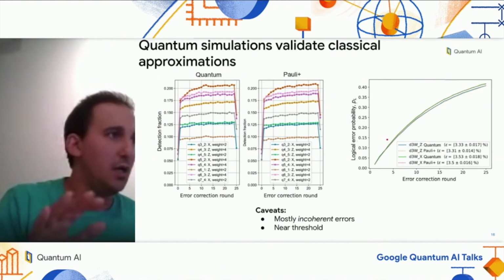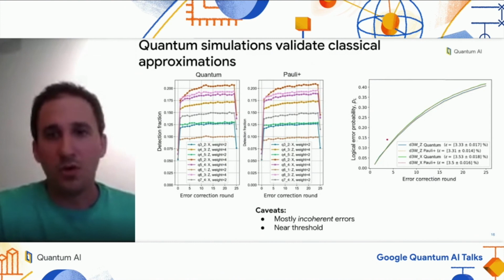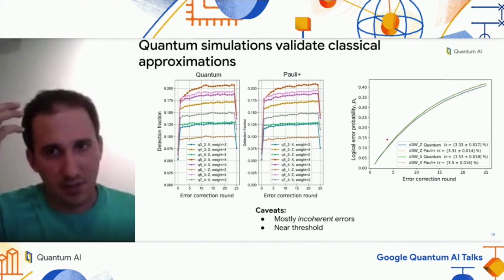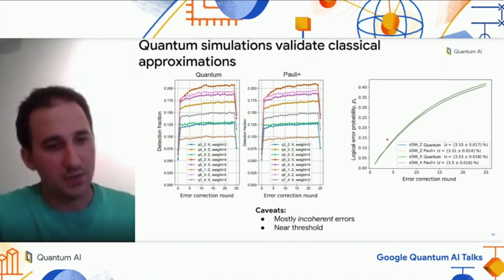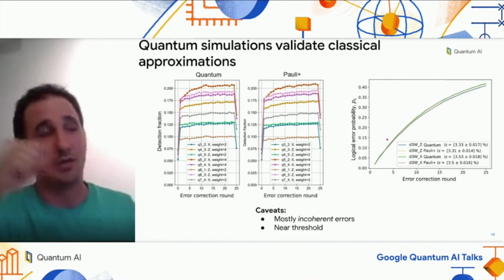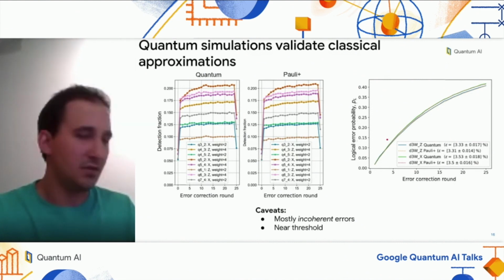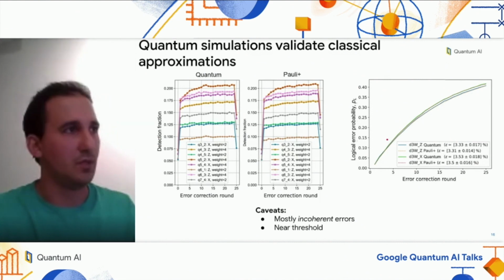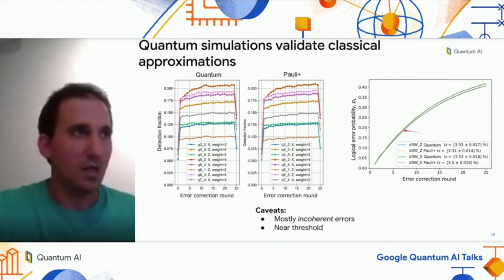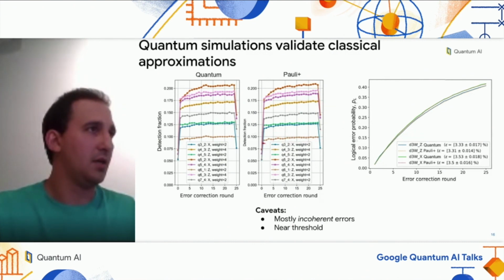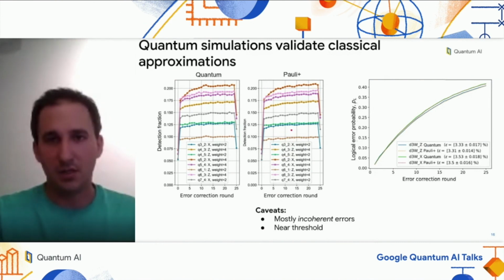So I will say that more work needs to be done to come up with classically efficient approximations that still allow us to capture the errors in the regimes where we have larger distance system sizes, or once we're in the fault-tolerant error regime. But this is a good first step, I would say.